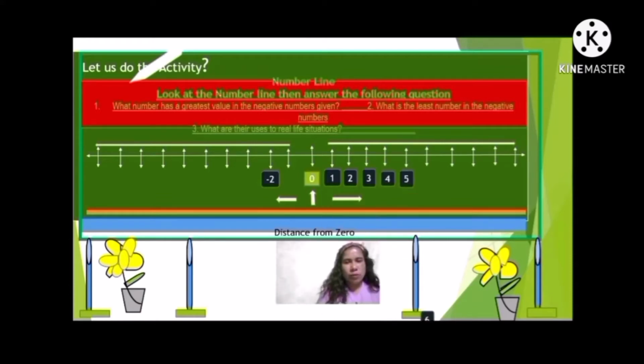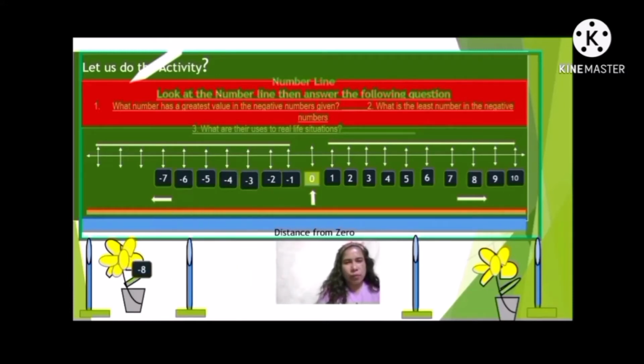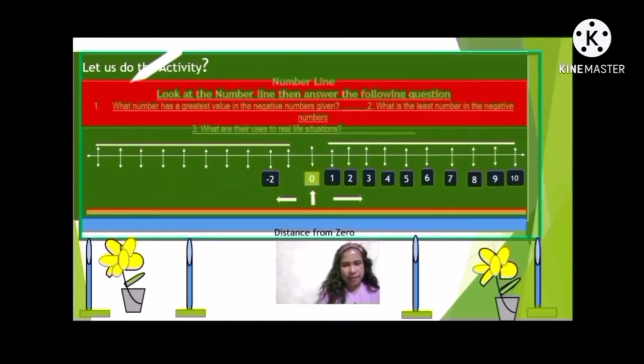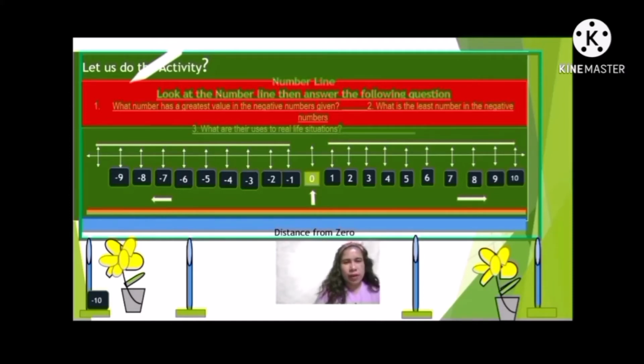Okay, we have 1, 2, 3, 4, 5, 6, 7, 8, 9, 10, and an arrow up, and then an arrow to the left. Then negative numbers 1, 2, 3, 4, 5, 6, 7, 8, 9, 10. Now you can answer. I will give you 3 minutes to answer those questions.